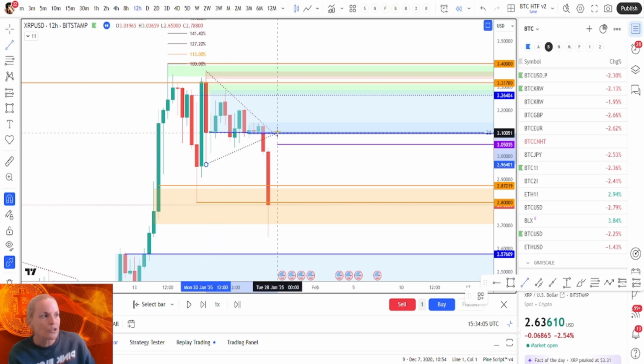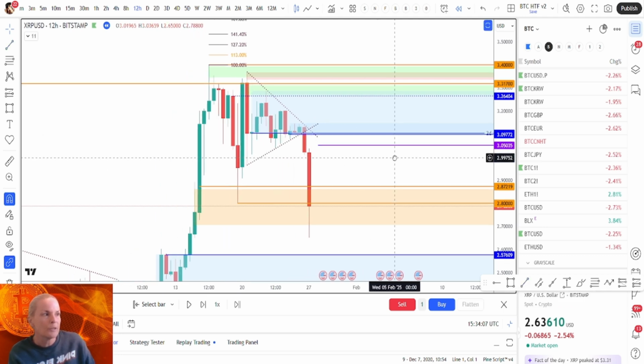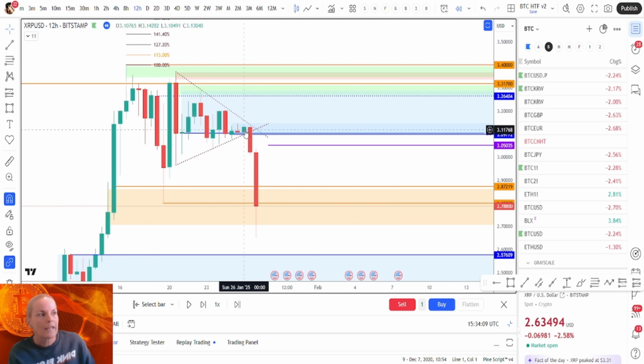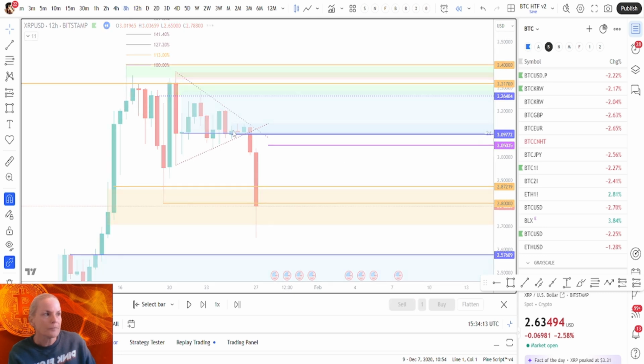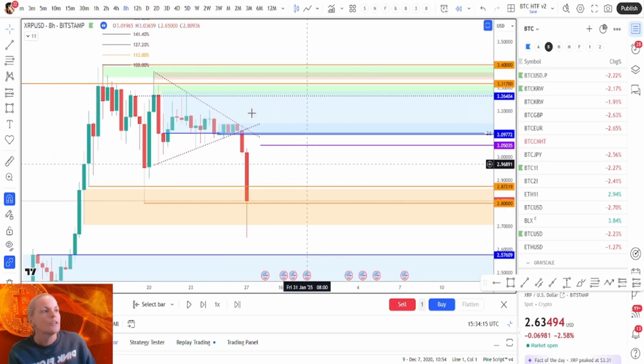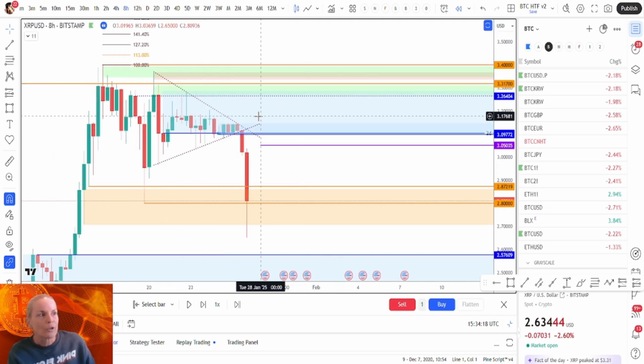And again, from a short perspective, one of the other strategies I talked about, we did have a triangle here. We did have a trend line break. So again, you could have entered as soon as you saw that trend line break. But now we've had that break. As I said before, I don't like zones that aren't particularly clean.